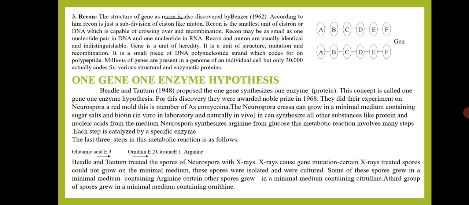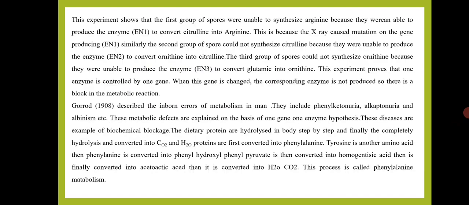Beadle and Tatum treated the spores with X-rays, which can cause gene mutation. The X-ray treated spores were grown in variable minimal media, and some of them grew in the medium containing arginine, some in citrulline, and a third group of spores grew in the medium containing ornithine. This experiment shows that the first group of spores are unable to synthesize arginine because they are unable to produce the enzyme to convert citrulline into arginine.